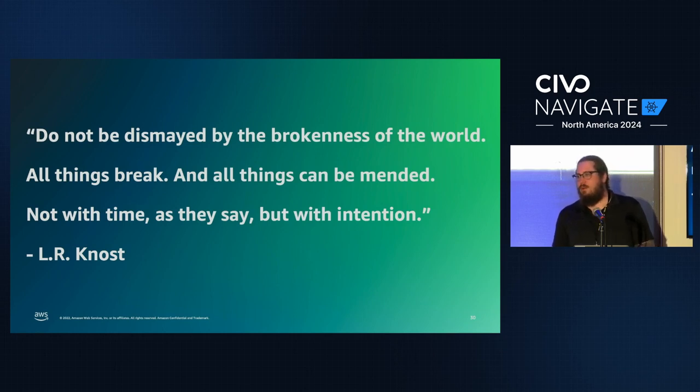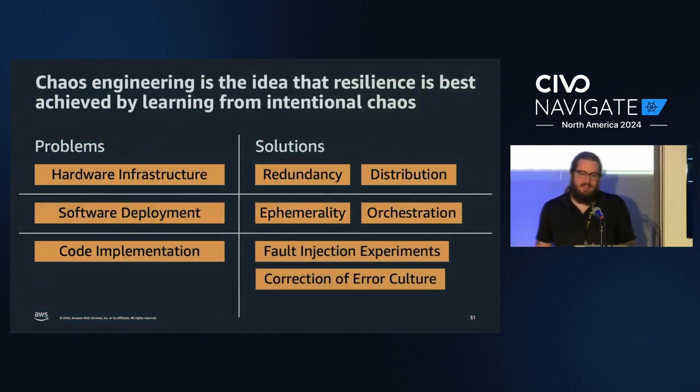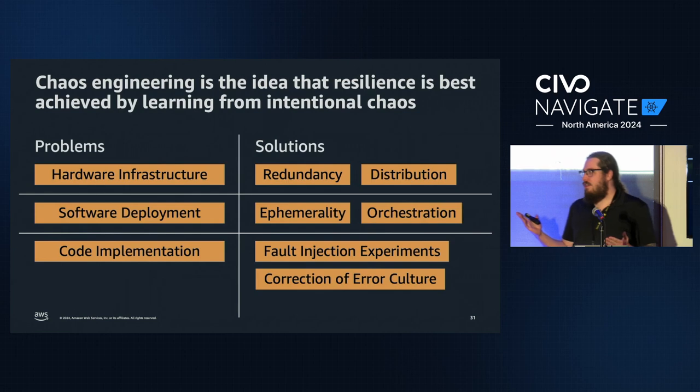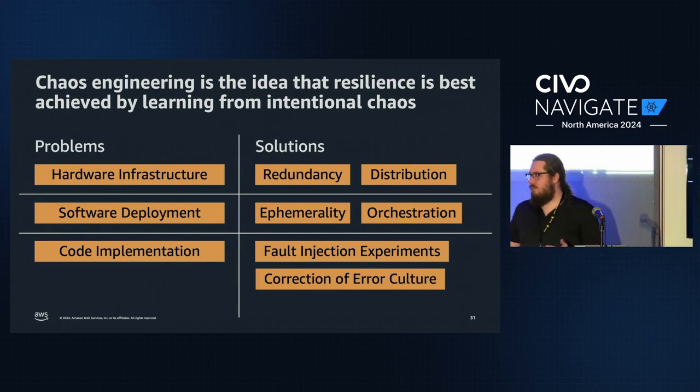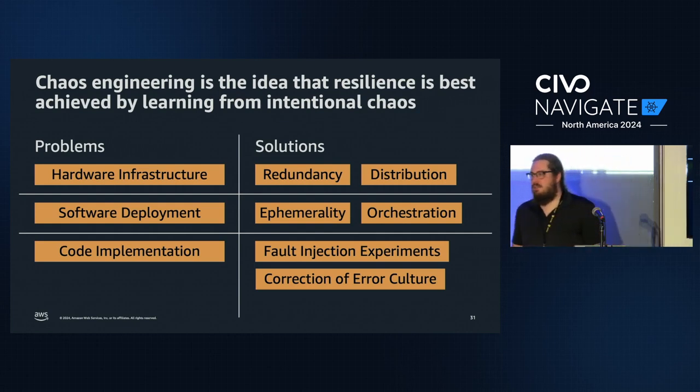And I find that this is so important because it's the same thing. Everybody's code is broken. I've worked at startups where the code is broken. I work at Amazon where the code is broken. Nothing is ever 100% unbroken, but you can mend it with intentional action. And here's the intention here. Hardware infrastructure can be solved with redundancy and distribution. Software deployments with ephemerality and orchestration. Code implementations can be improved through fault injection experiments and a correction of error culture.